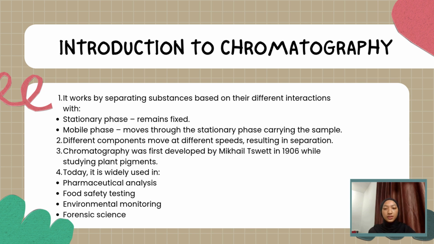Chromatography was first developed by Michael Tswett in 1906 while studying plant pigments. Today, it is widely used in food safety testing, environmental monitoring, and forensic science to ensure accuracy, quality, and safety.